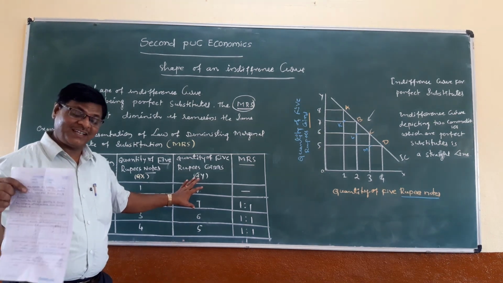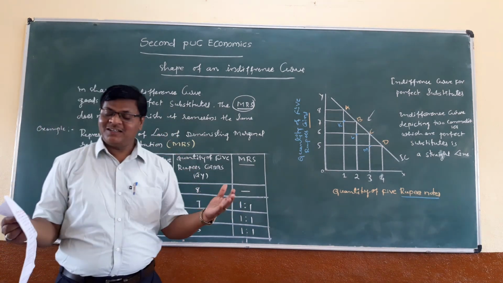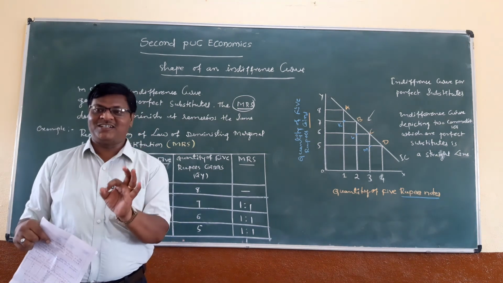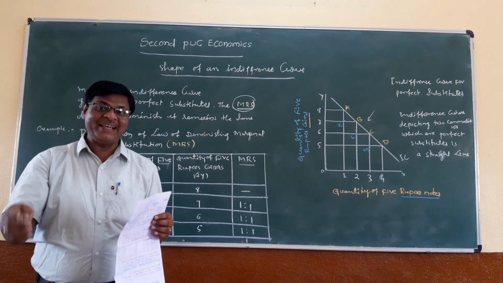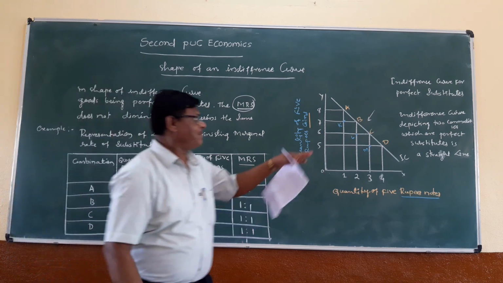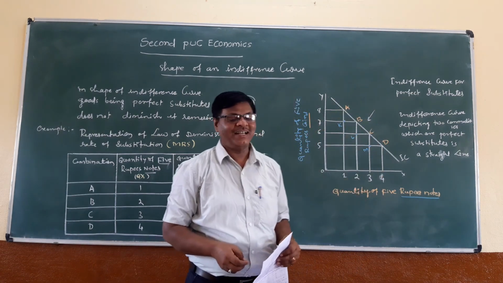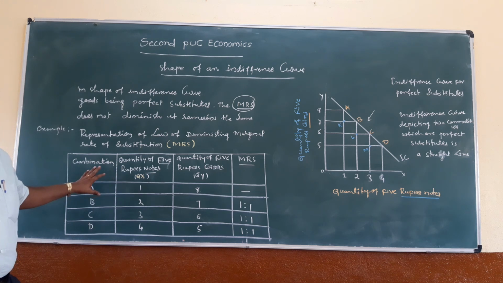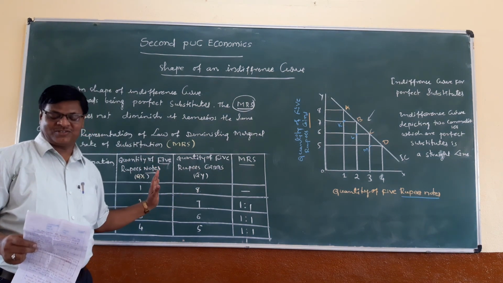So the indifference curve is not convex to the origin; it is convex in the law of diminishing marginal rate of substitution. When the goods are perfect substitutes, the MRS does not diminish, it remains the same. So the indifference curve will be a straight line. IC means indifference curve.